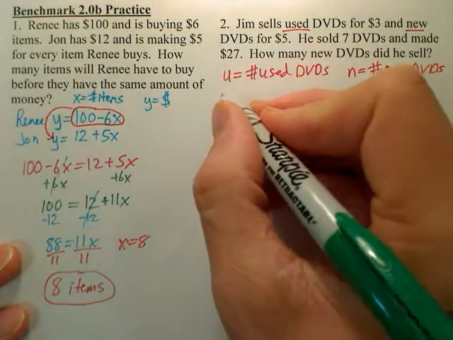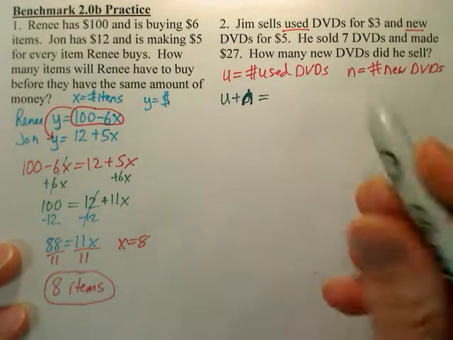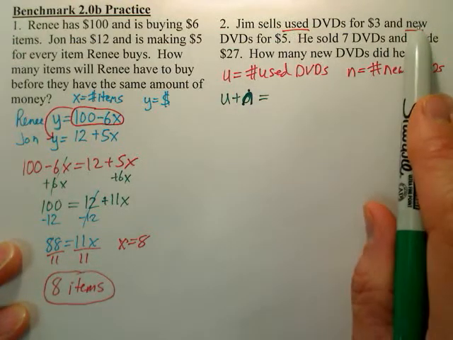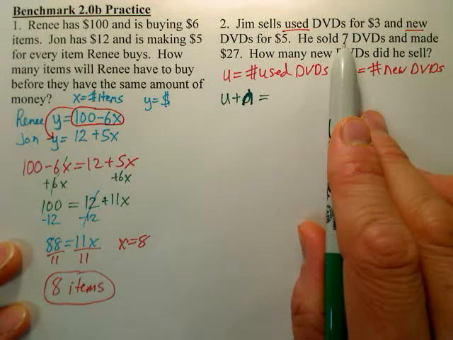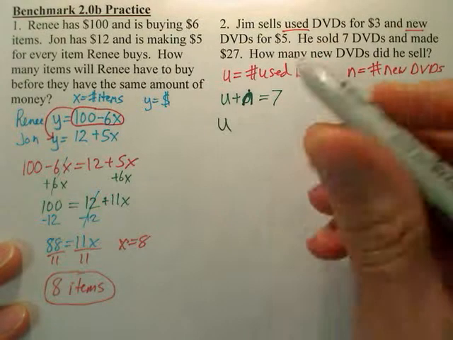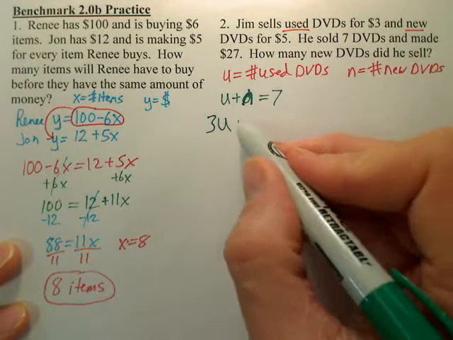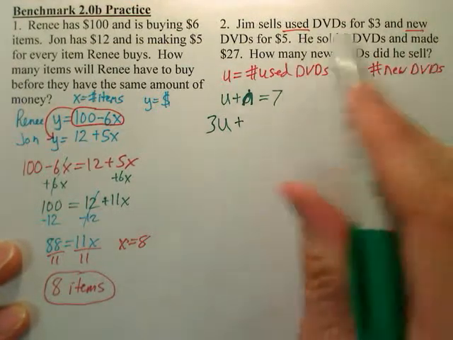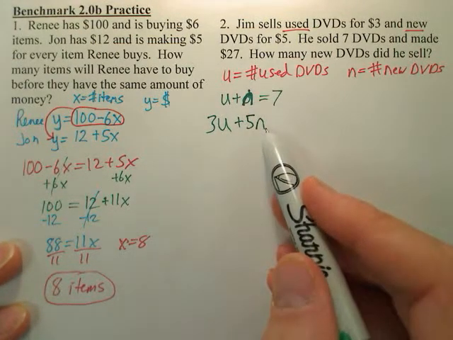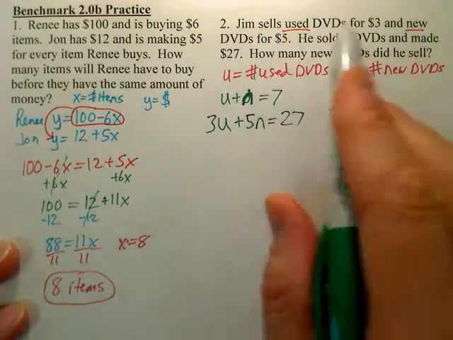Now, what should the number of used plus the number of new add up to? 7 DVDs. So that should add up to 7. How much was it for a used? It says right here, used are $3. So $3 per used. Plus, how much per new? It says $5. So $3 for every used, $5 for every new, should add up to how much money? Well, 27.